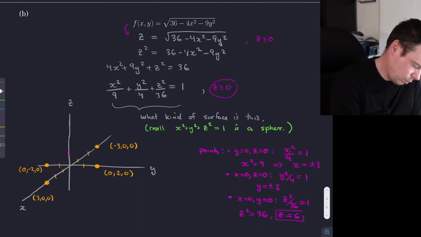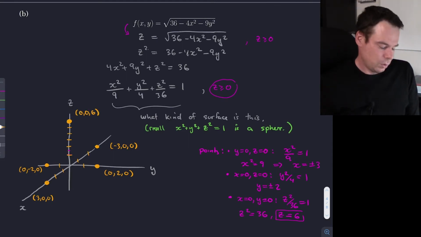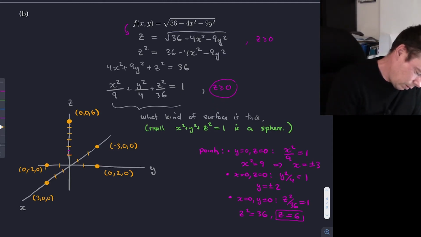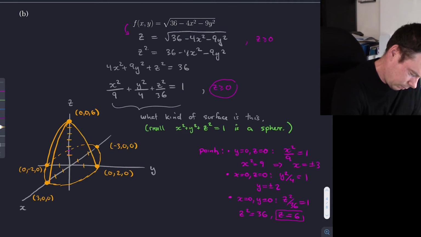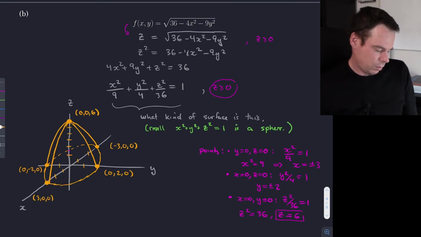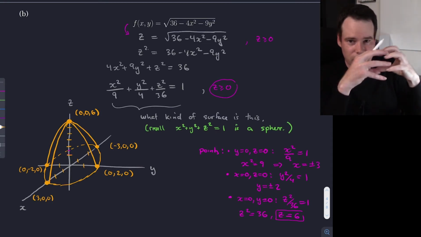So I'll change my color again. 1, 2, 3, 4, 5, and 6. 0, 0, 6. So those are some points we know. We also know this is kind of a sphere-like object, so we can connect all of these things up in what would potentially be a sphere-like kind of object, and it would look something like this. It's kind of like a football cut in half, sort of half a football is what we're looking at here. So this is a stretched out kind of thing.